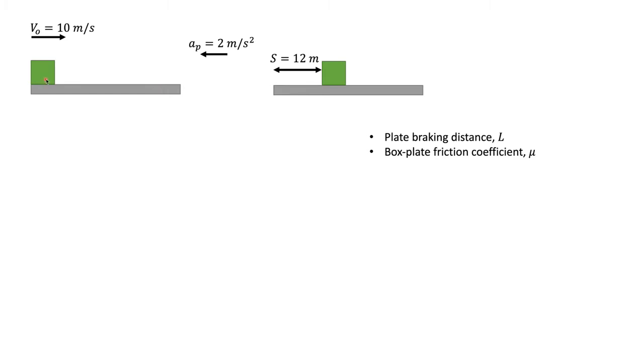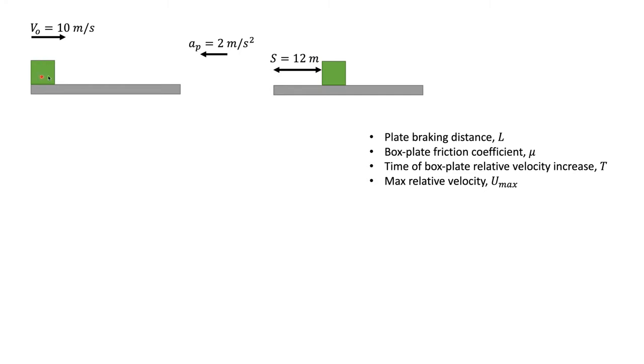The third and the fourth questions are about relative motion of the box and the plate. The third question is asking us about the time during which the box relative velocity with respect to plate was increasing. And the fourth question is asking us about maximum relative velocity.